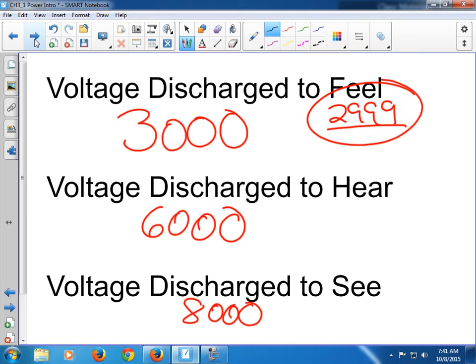Anyways, we talked about the different voltages that you can get and whether you feel it, hear it, or see it, and that's definitely numbers that I'm going to ask you guys to know, because you need to know if you see a spark when you touch something, how many volts did you just discharge into it, okay?